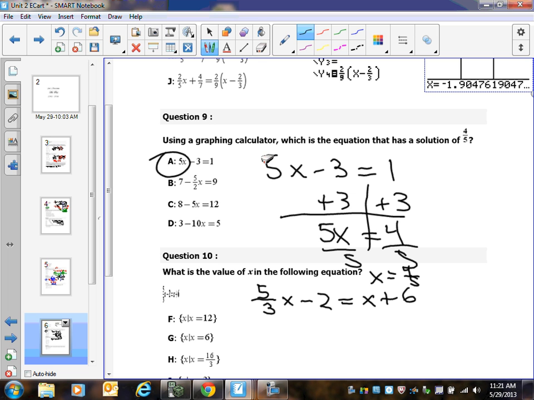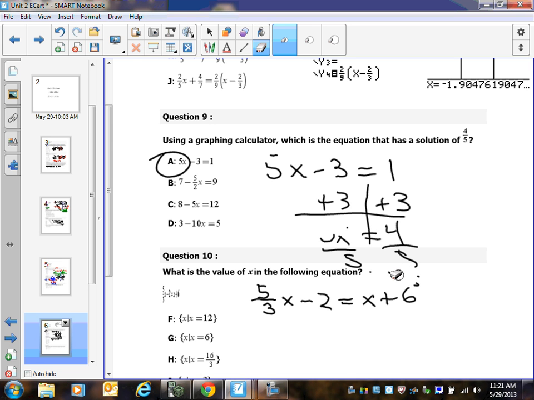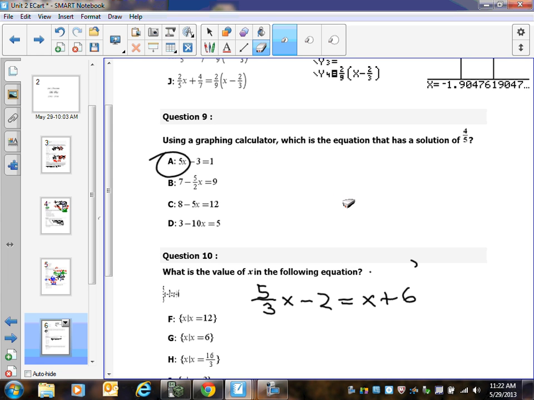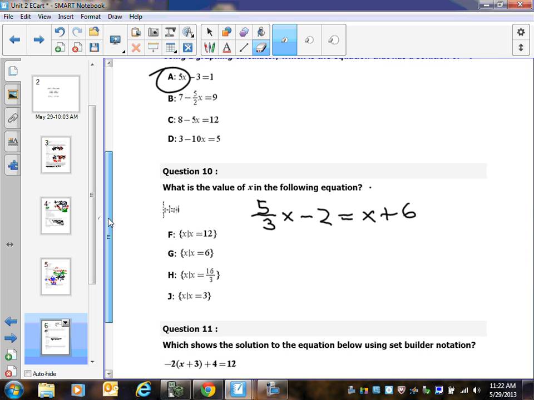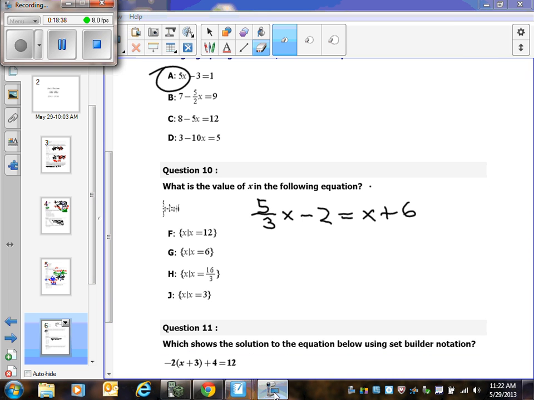Okay, I did not use the graphing calculator. You could have. That was an option. And I'm just going to get rid of this right here. All right, now moving on to question 10. Question 10 says, what is the value of x in the following equation?